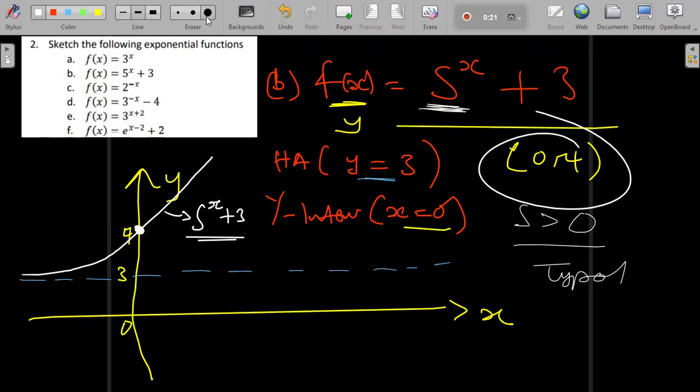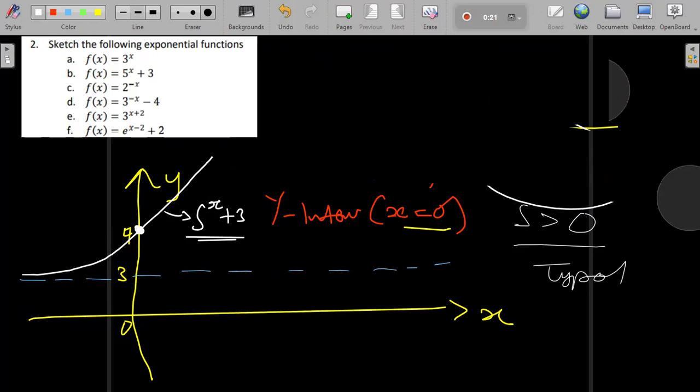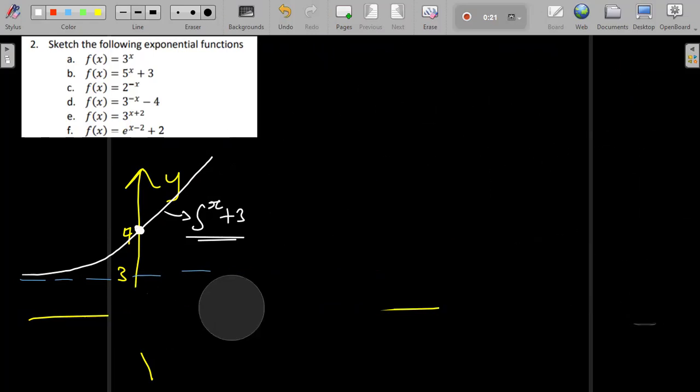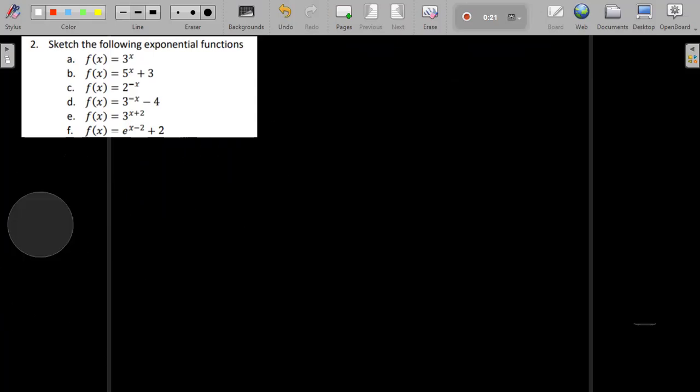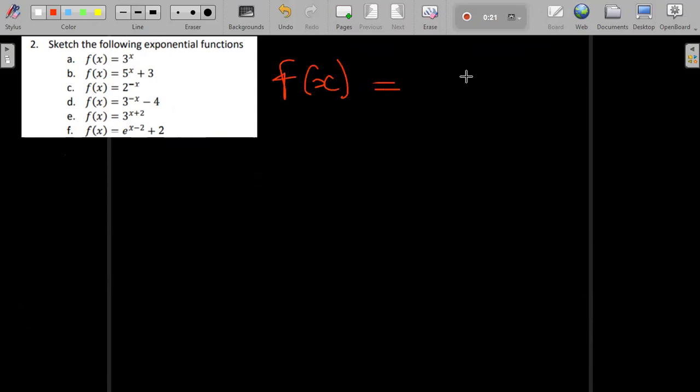All right, and then let's look at C. So in C, there's something new that I didn't talk about when we were starting this video, but I'm going to explain it. So on C there, we see that we have f of x is equals to 2 to the power minus x. So how do you sketch this? Remember, we said we have two types of graph. If a is greater than 1, we are type 1. If a is between 1 and 0, we are type 2.